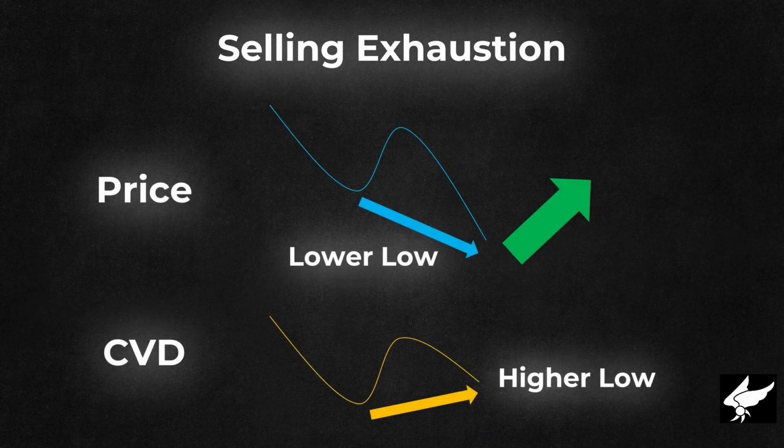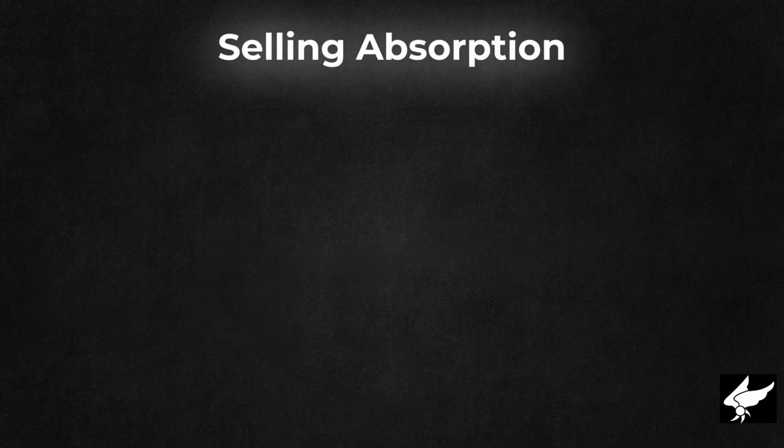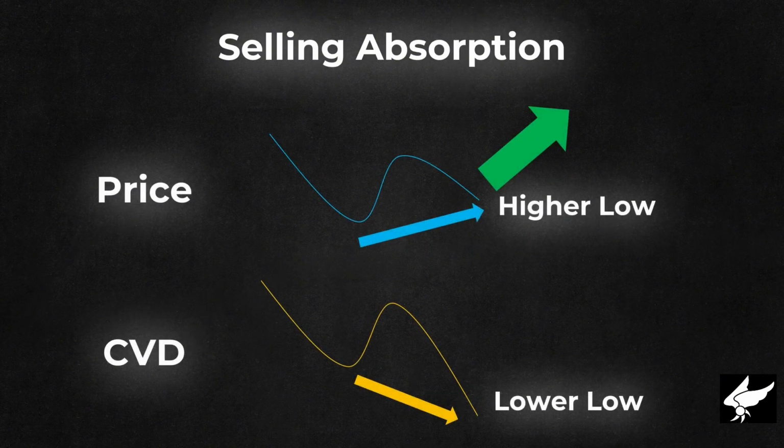If price is creating lower lows, but the CVD is making higher lows, it means that sellers are losing steam, and price might reverse to the upside soon. This is the selling exhaustion. If price is making higher lows and the CVD is making lower lows, it means that sellers are trying to go down, but buyers are absorbing them, so this movement is not being represented in price action. This is also an indication that price will go up. This is the selling absorption pattern.